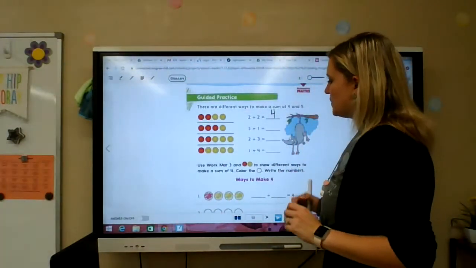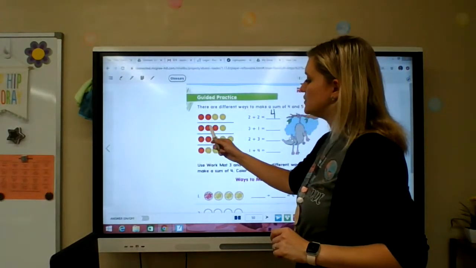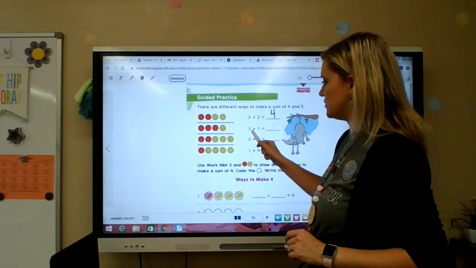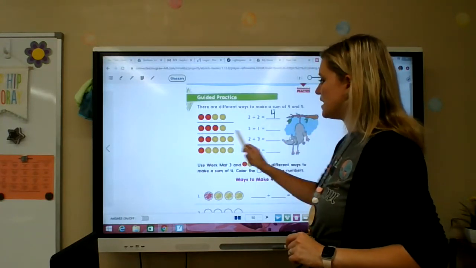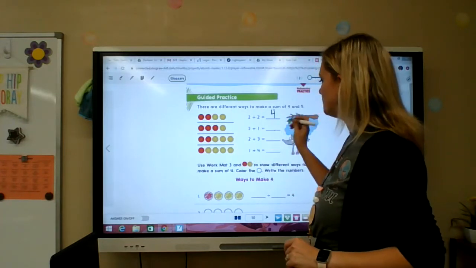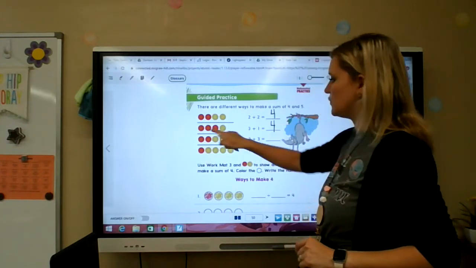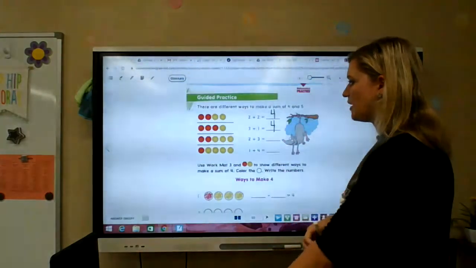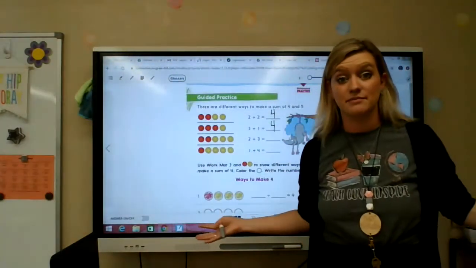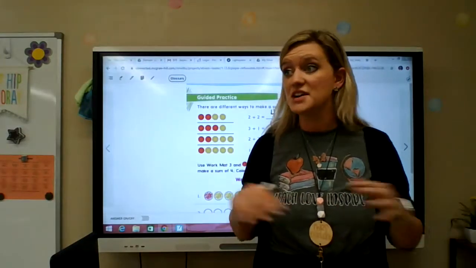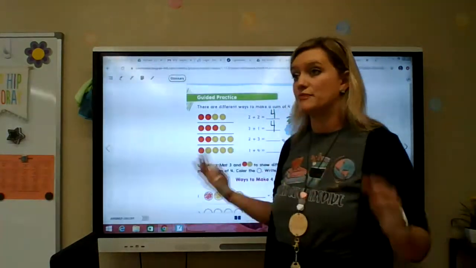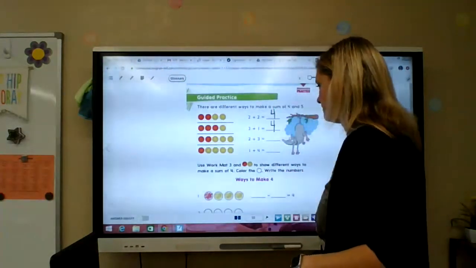All right, the next one. They have 1, 2, 3 red counters, so they put the number 3, and 1 yellow one. So 3 plus 1 equals 1, 2, 3, 4. So they use 3 red, 1 yellow. Same answer. Any way you do it, as long as you're getting the same answer, it's good. You can make 4 and 5 however you want to.